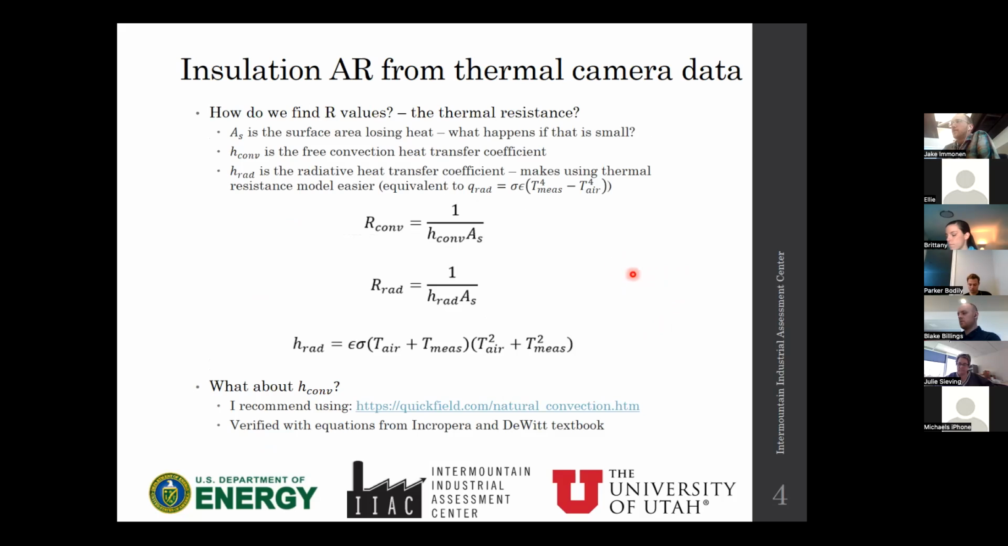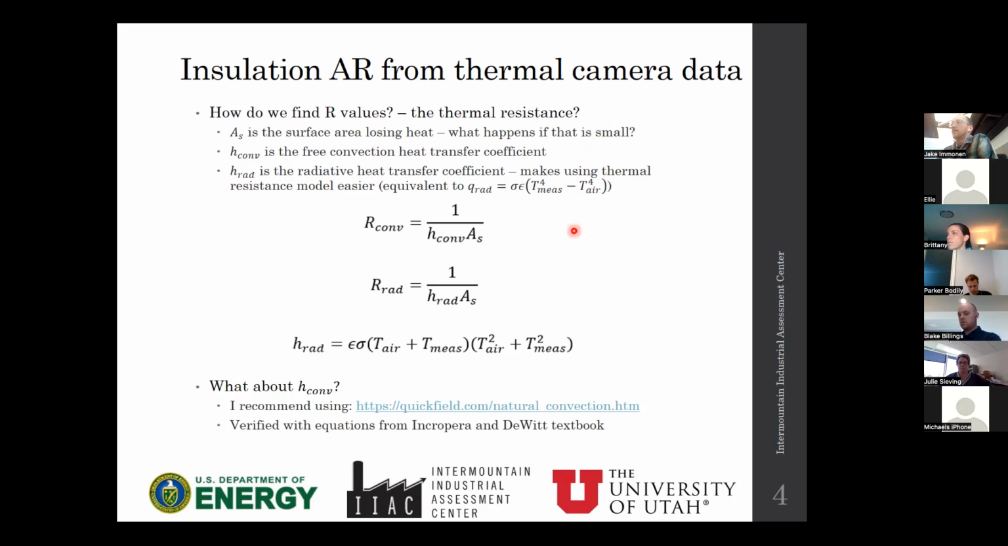So what we need to do is go about finding these R values, these resistance values. One of the main things we need is A_S, which is the surface area. For a pipe, if we have the outside pipe dimensions, we can calculate the surface area just using geometry. If it's like an oven, hopefully we got some measurements while we're on site. So these are things just to keep in mind.